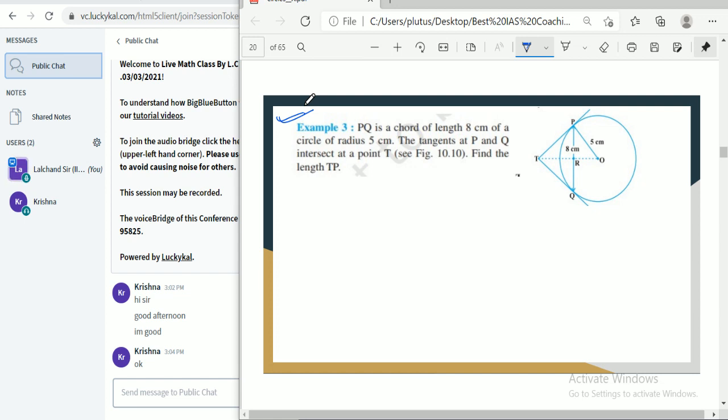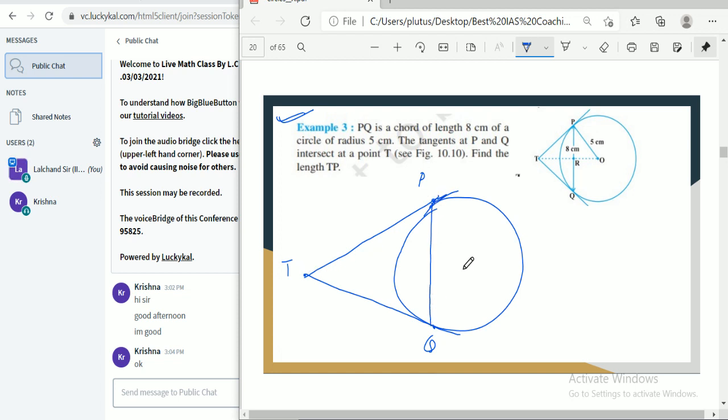If we make this diagram, we have a circle. This point is T. We have two tangents from point T, one at point Q and the other at point P. So this is a chord PQ, and this is the center of the circle. If we join T and O, this is TO, and this is 5 centimeter.